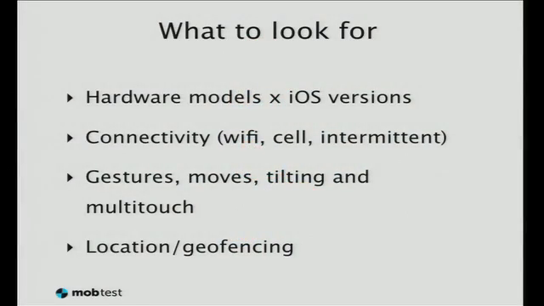Now, what are the things to look for? Obviously, hardware models and OS versions. Make sure you have a list of what you will and will not cover. It's not as bad in the iOS world as in Android. Our Android friends have to figure out 1,500 devices. In iOS, it's not that bad. So get a list of 10 or 15 hardware models times operating systems that you will support, and make sure you actually test on them.